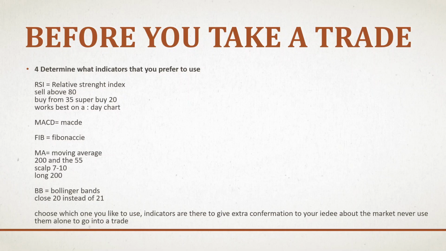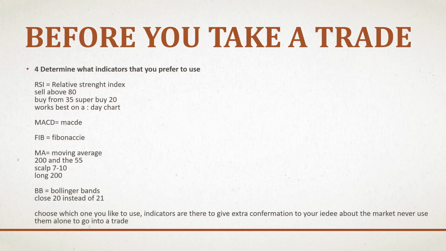How do we use it on a daily chart? It works best on a day chart. You can sell anything above 80 and you can buy anything from 35 to 20 on the RSI. So that's an extra confirmation of where the market is, added to your own confirmations like support and resistance.